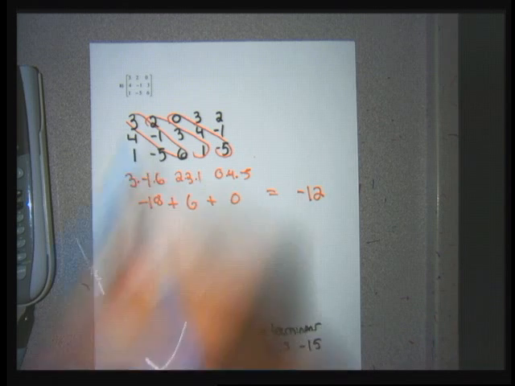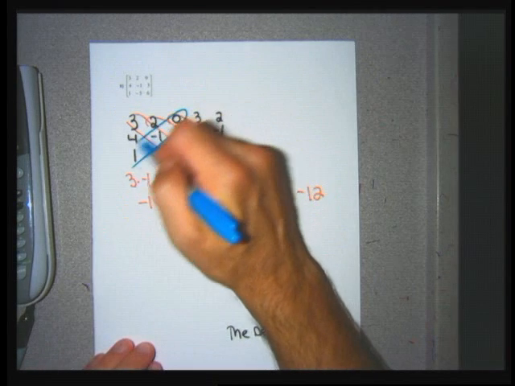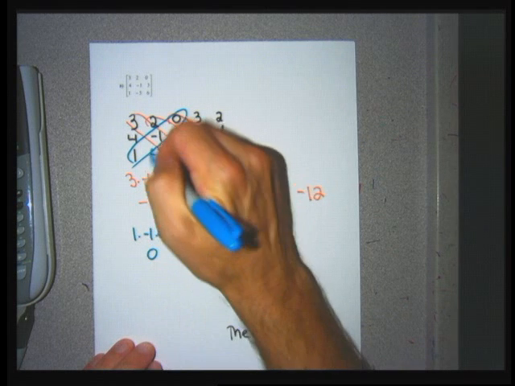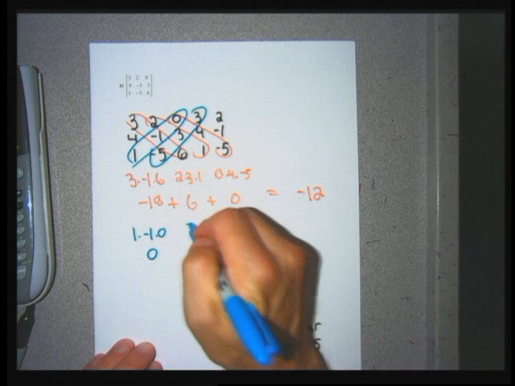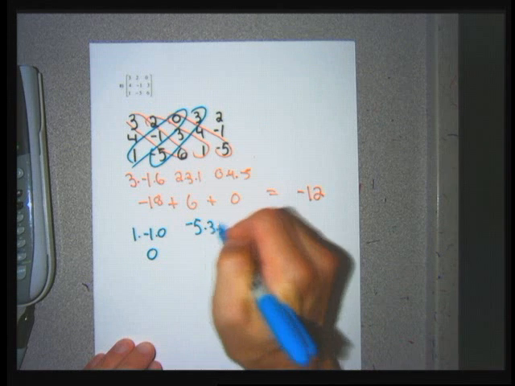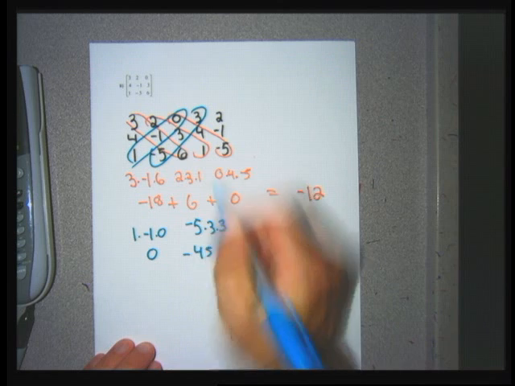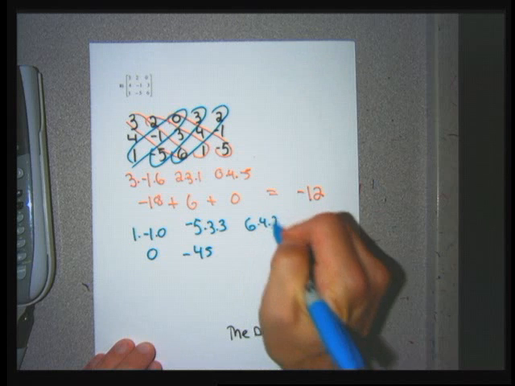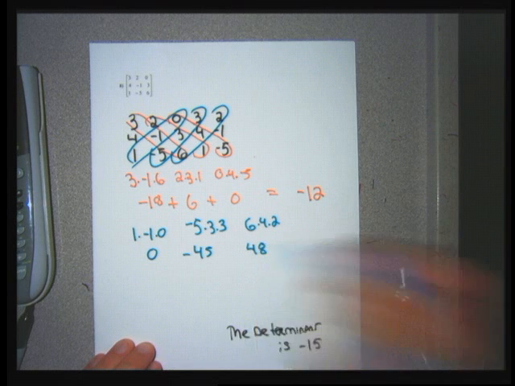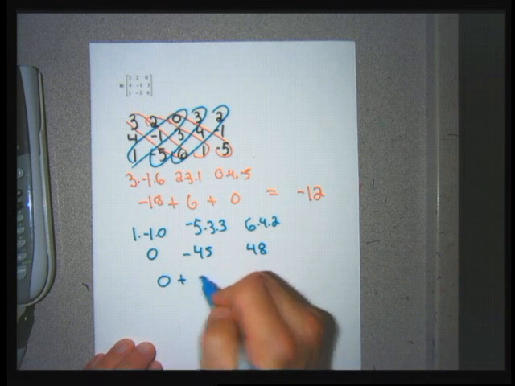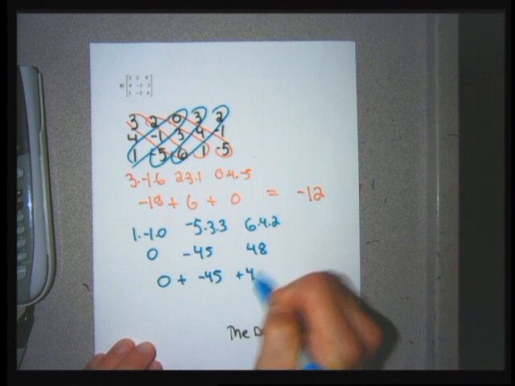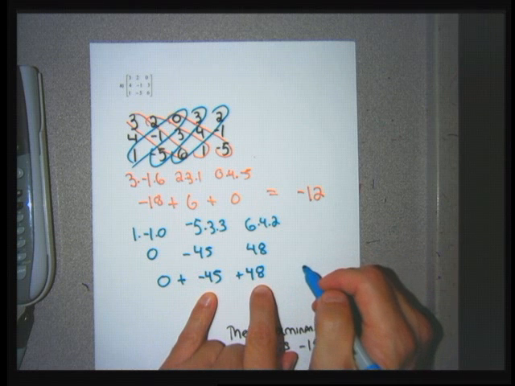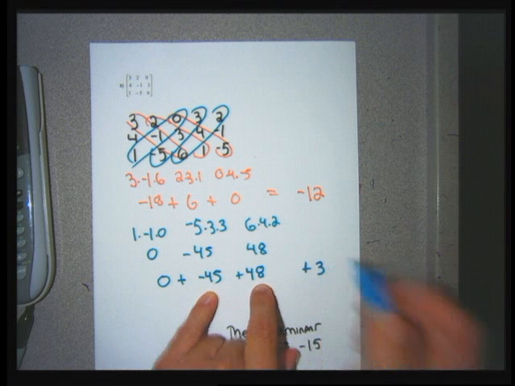Now I'm going to go from the bottom to up. I'm going to go 1 times negative 1 times 0, which is 0. And then negative 5 times 3 times 3, which is negative 45. And 6 times 4 times 2, which is 48. So I'm going to go 0 plus negative 45 plus 48. That comes out to be a positive 3. The two numbers that I'm adding have opposite signs. I subtract and take the sign of the larger. That gives me a positive 3.